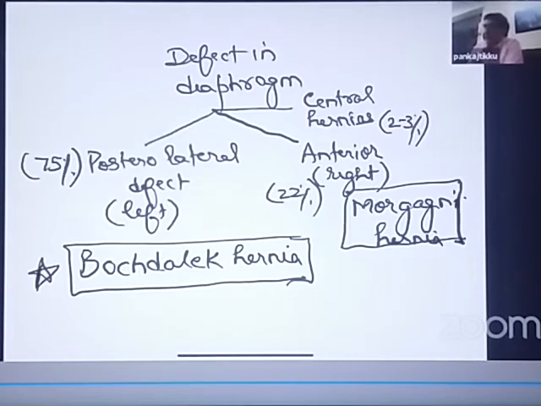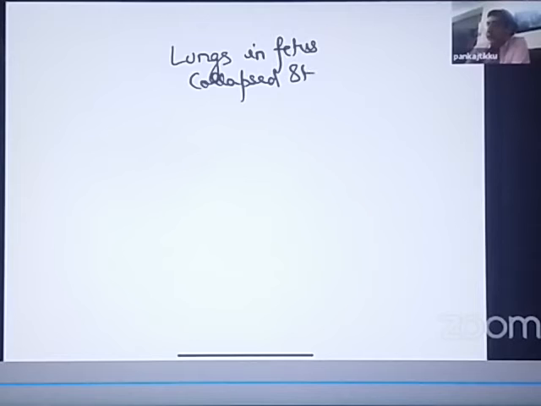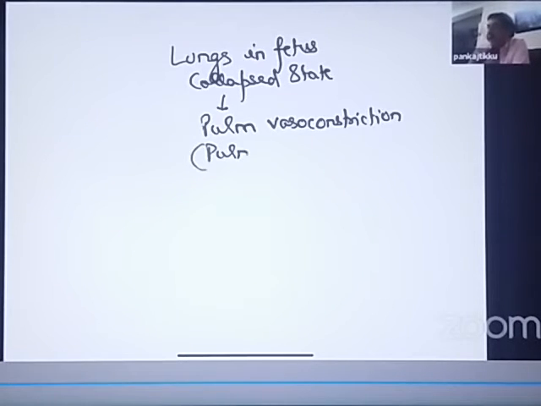I'll just explain this once again. See, just pay attention here. Normally, the lungs in a fetus are in a collapsed state. They are not performing the oxygenation function, and most of the pulmonary vessels are in a state of vasoconstriction, as a result of which pulmonary hypertension is normally present in the fetus.